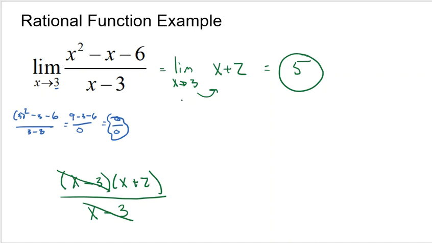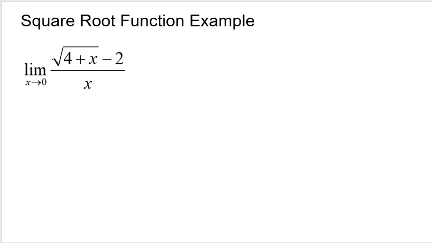You'll have your answer just like that. All right, let's try another example that uses a little different strategy. So notice the first thing I'm going to always do is plug 0 in. And in that case, I get the square root of 4 plus 0, minus 2 on the outside, all divided by 0. So obviously, that's a 0 in the denominator.